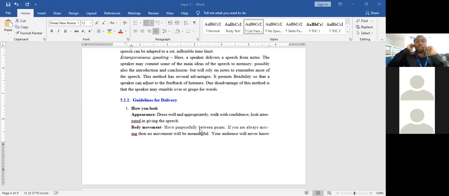So you have to be very careful, and you have to put on clothes that show credibility. Kuna manguo ambayo unavaa hata kama unapea watu information ambayo ni ya ukweli, ambayo haina kasoro, unapata watu hawakutrust. They don't trust you because of how you are appearing. So number one, you're supposed to dress well and appropriately.